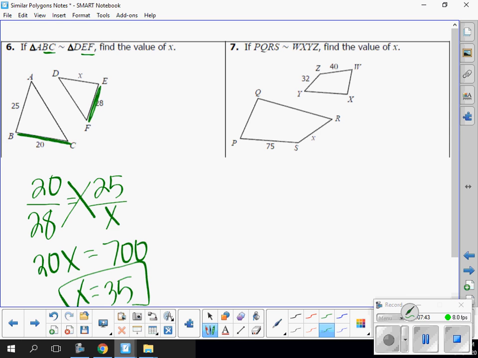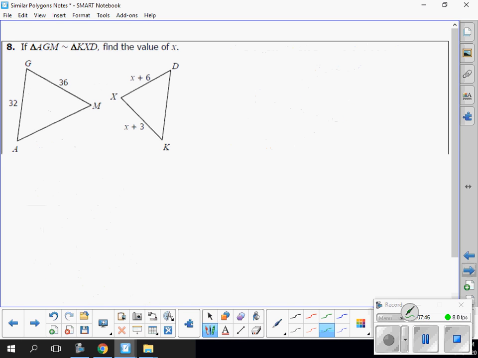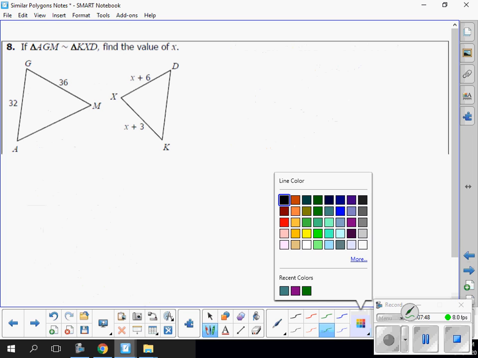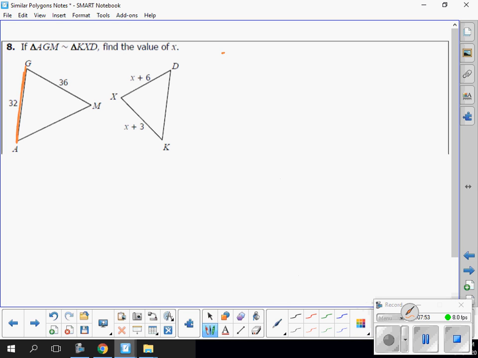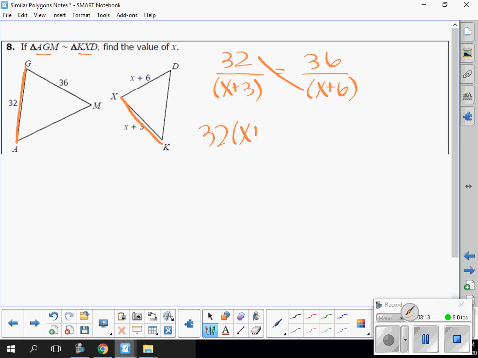All right, you should have typed in your answer. Let's look at 8. If they're similar, find our x value. So if I start with AG, so 32, AG, first two, okay, x, first two. Oh, and look, there's a binomial, so I want to put it in parentheses. Since I started with triangle AGM, I have to do it again. So my 36 needs to be on top, and then I'm going to put my binomial in parentheses. Because when we cross multiply, those parentheses are going to tell us to distribute. We have to make sure that that multiplication is going to both terms.